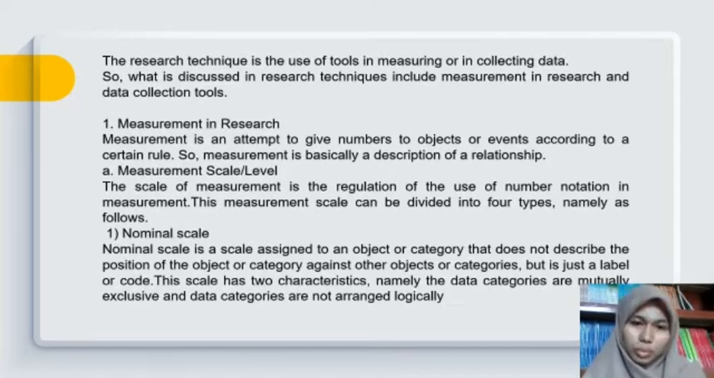First one, nominal scale, is assigned to an object or category that does not describe the position of the object against other objects or categories, but it's just a label or code. The scale has 2 characteristics, namely the data categories are mutually exclusive and the data categories are not arranged logically.